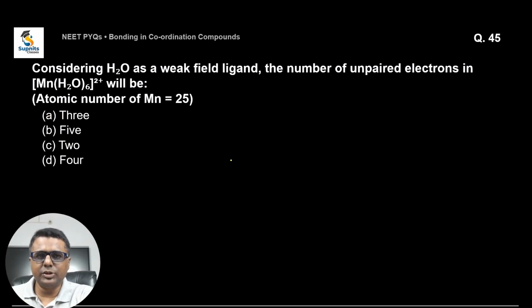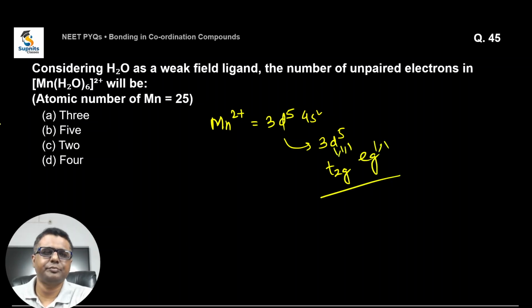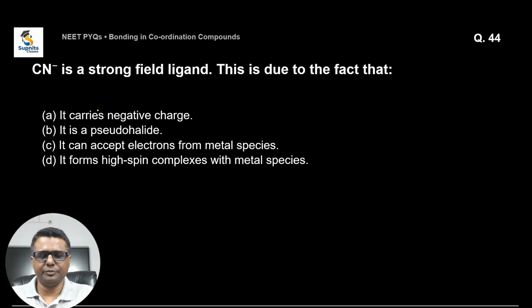Next, H2O is a weak field ligand, we know it very well, but it is sometimes borderline, you know. So H2O is the ligand over here. You have to find out the unpaired electrons for Mn2 plus. Normally Mn is 3d5 4s2, Mn2 plus means 3d5. So this is a weak field ligand, and t2g eg will be filled like this: 1,1,1,1,1, so 5. Done. Easy question, right? This is a very important question.